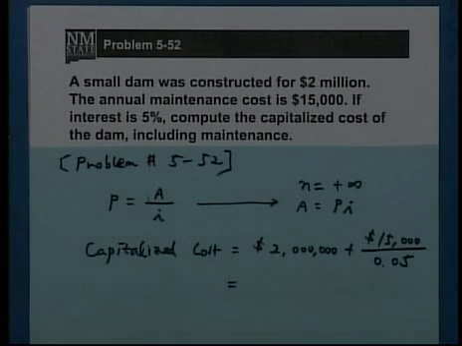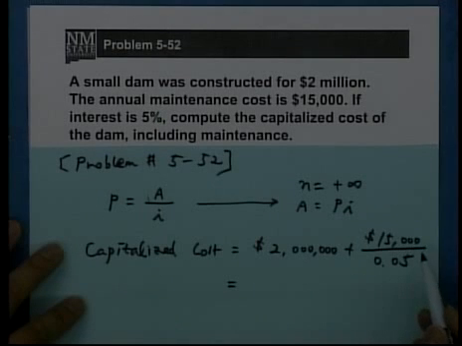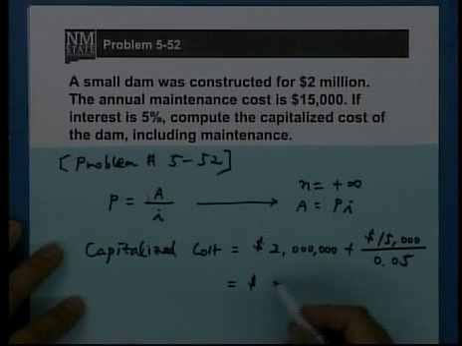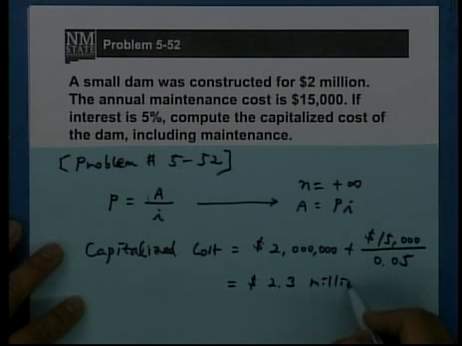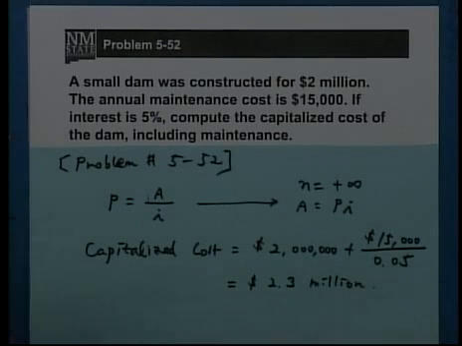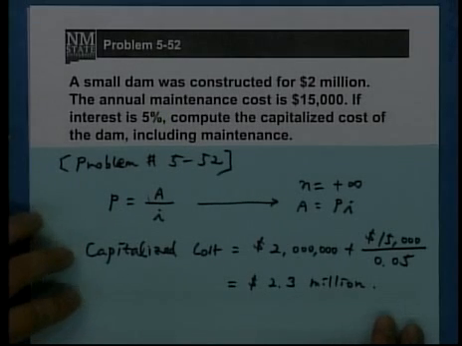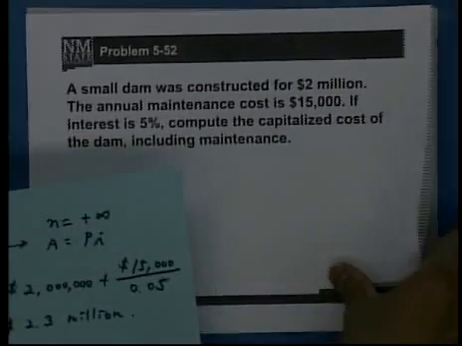So how much is this? So this is going to be 300,000. So 2 million plus 300,000 would be $2.3 million. Okay. So this is the capitalized cost of the dam, including the maintenance cost, which is very simple.